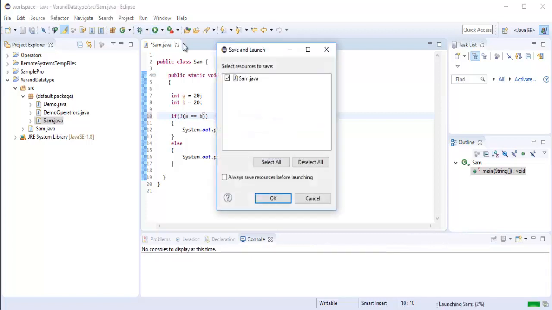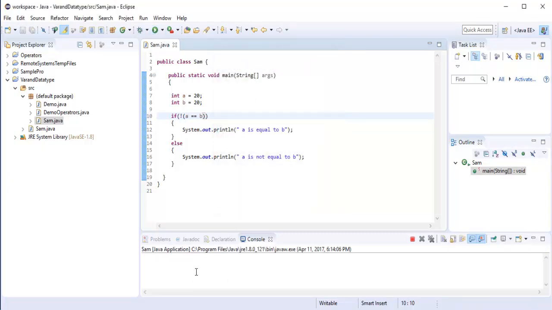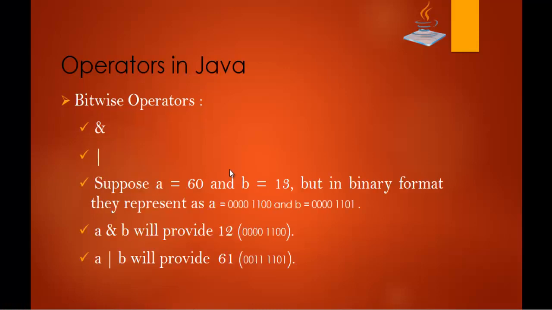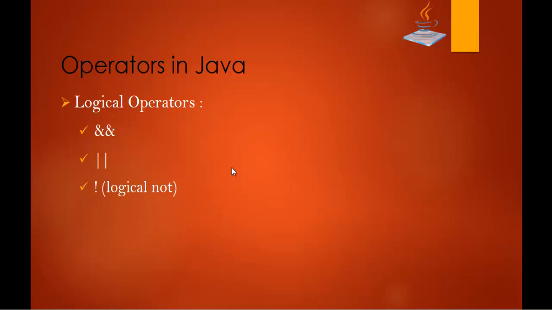Now when I run this application again, you can observe here a is not equal to b. It just inverses the output we get. That is the specialty of using the not operator. So what we learned in this session are two important operators, logical and bitwise operators. In the next session we'll be learning about the assignment operator and the ternary operator.